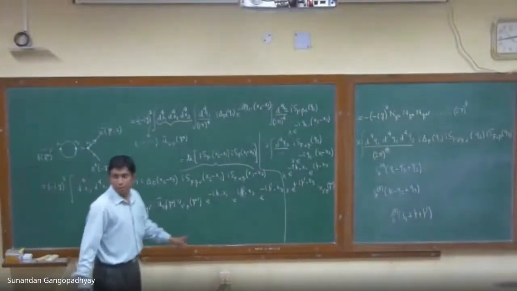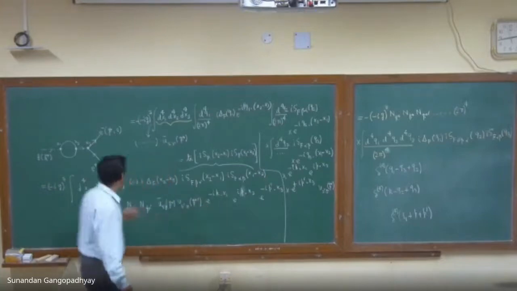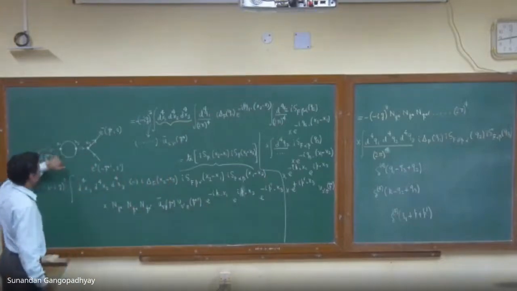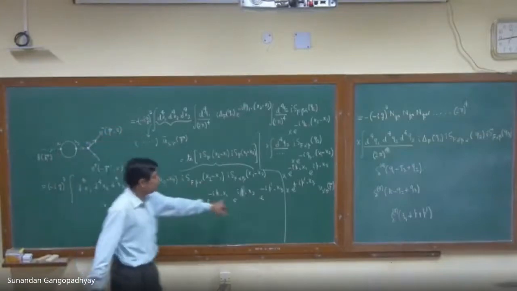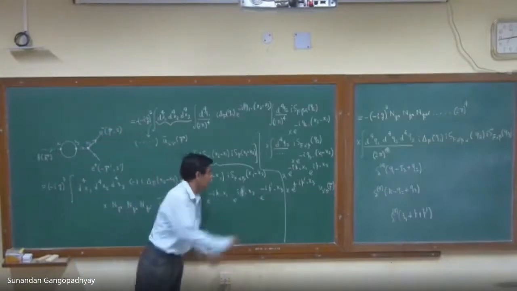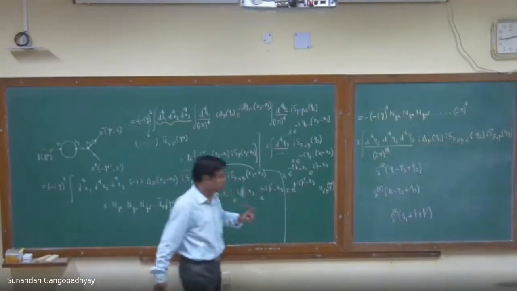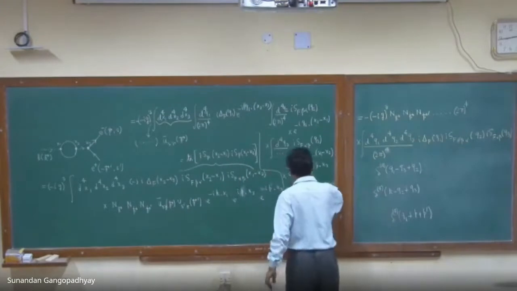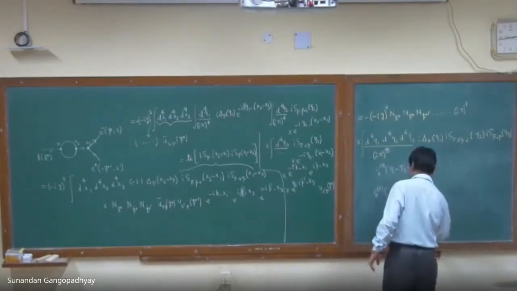Can you see the full board? When I wrote down these plane wave factors, e to the power minus I p dot x1 will be for this one, and for these two, for the outgoing particles, plus I p dot x3 plus I p prime dot x3. I wrote a minus, so that is a mistake. So this gives you a plus.